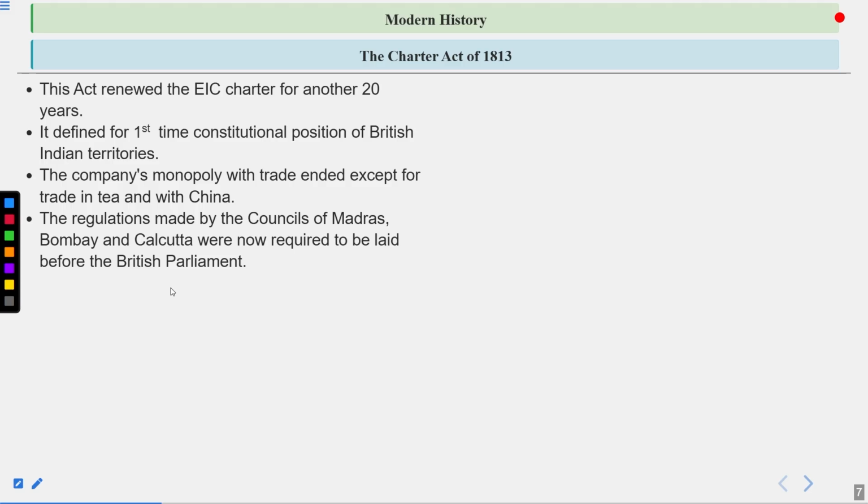The regulations made by the Councils of Madras, Bombay and Calcutta were now required to be laid before the British Parliament. This act allowed Christian missionaries to preach their religion. This is also really important, guys, that now the Christian missionaries are being sent by the Britishers as well. Earlier, we know that the Portuguese were the ones who introduced Christian missionaries. Then France was also introducing Christian missionaries. Britishers took time. First, they took control of administration, they took control of revenue, and now they are introducing Christian missionaries in Indian territory.